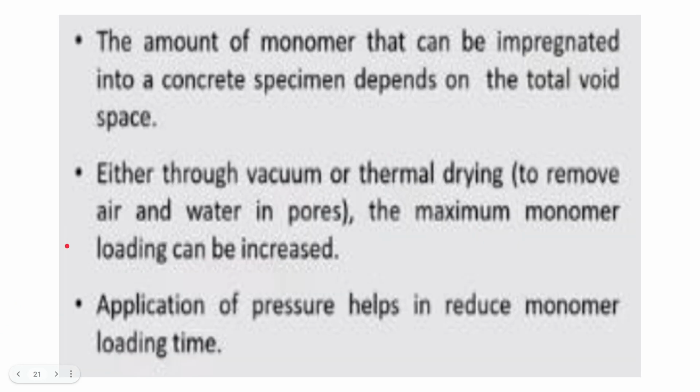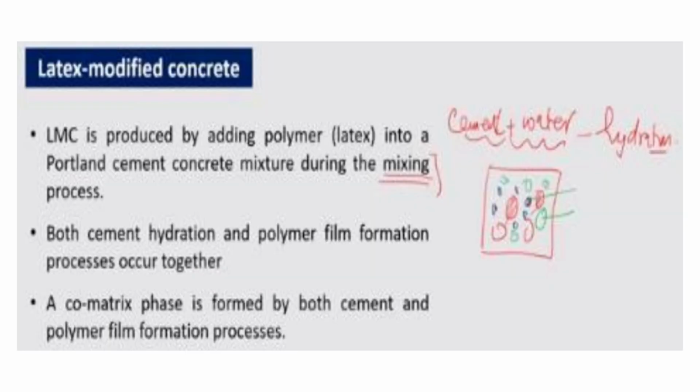The amount of monomer that can be impregnated into a concrete specimen depends on the total void space. Either through vacuum or thermal drying to remove air and water in pores, the maximum monomer loading can be increased. The more we dry the sample and remove air and water in the pores, the more the monomer loading can be increased. The application of pressure helps in reducing monomer loading time. So the more the pressure, the better for polymerization, because it reduces monomer loading time.